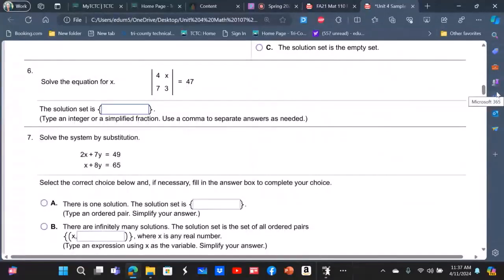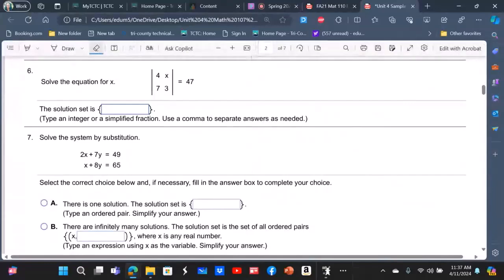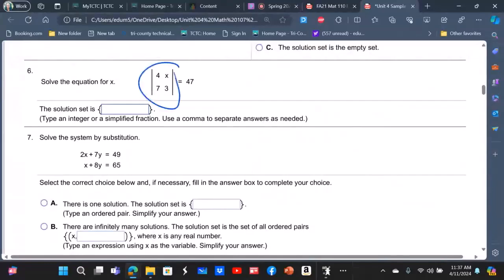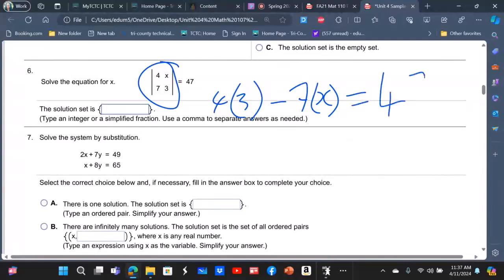But you know that this is a 2 by 2 square matrix, so finding the determinant is easy. So the determinant is going to be 4 times 3 minus 7 times x is equal to, so actually they give you the determinant.